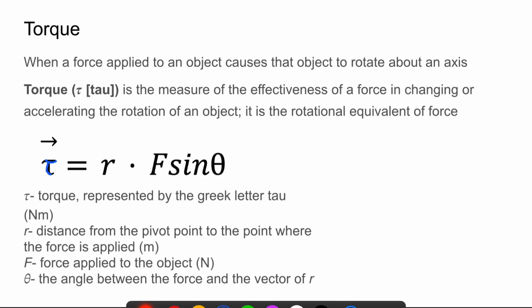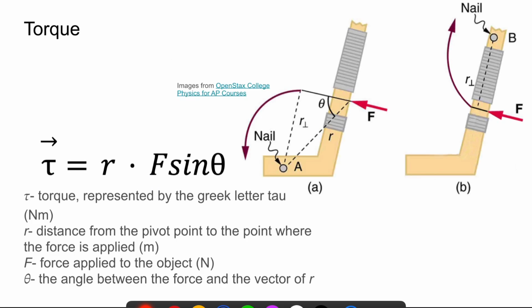Ultimately, torque will be measured in newton meters, because we're taking radius, which is measured in meters, times force, which is measured in newtons, and then the sine of an angle will be without units. So torque is in newtons times meters, or meters times newtons, but we generally express this in newton meters.